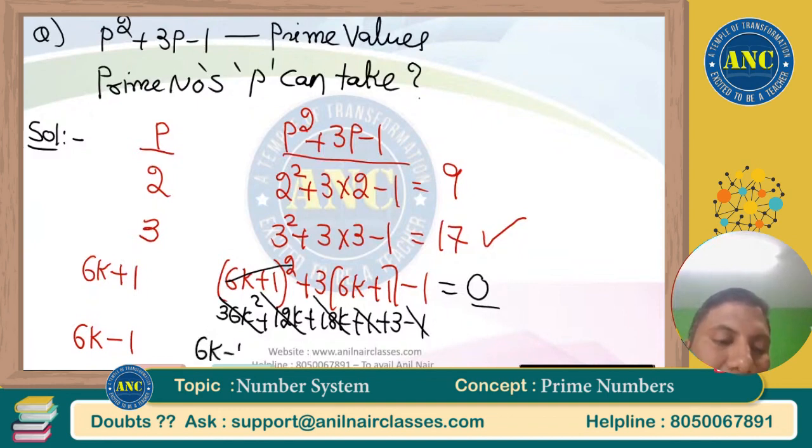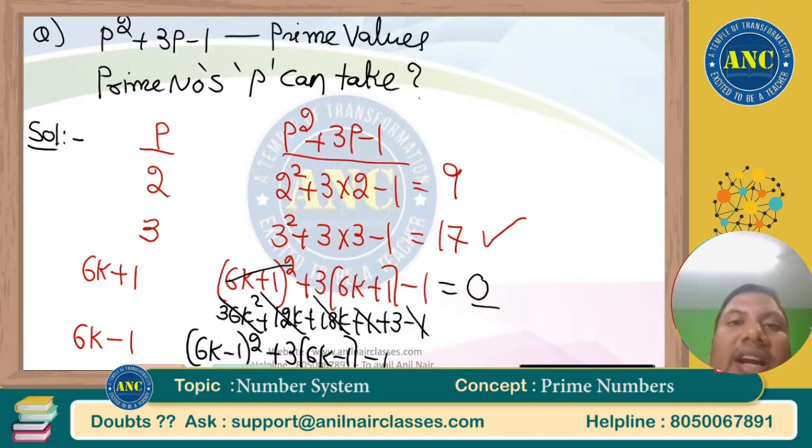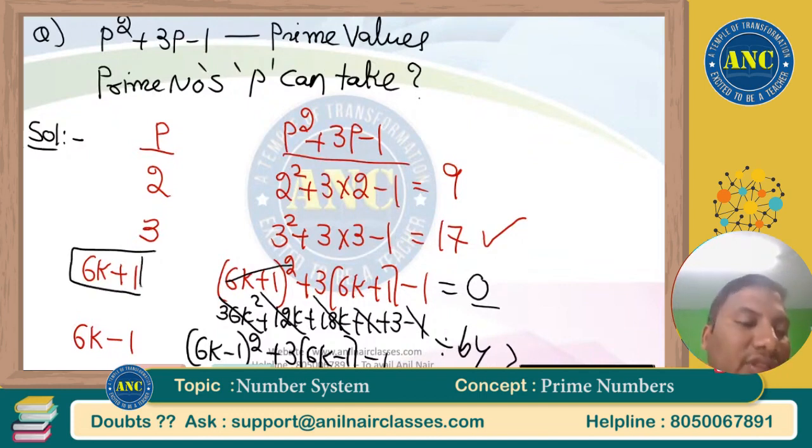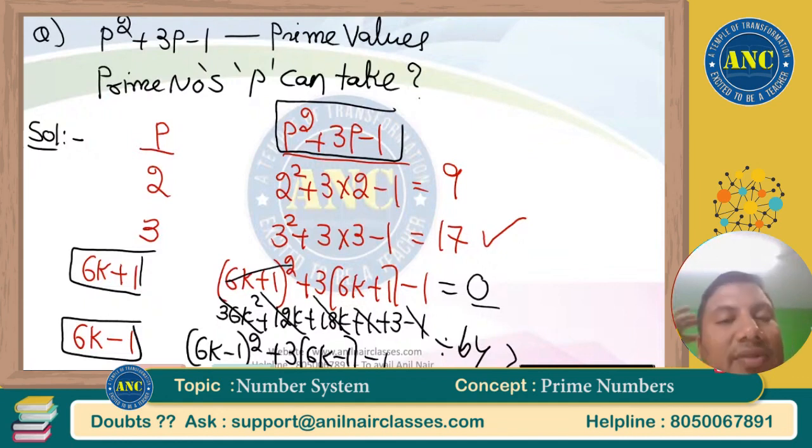(6k minus 1) whole square plus 3 into (6k minus 1) minus 1. 6k whole square divisible by 3. 2 into 6k divisible by 3. Plus 1 divisible by 3. Plus 1 minus 1 gets cancelled, so all are divisible by 3. That means if I substitute any prime value greater than 3, whether it is 6k plus 1 or 6k minus 1, both result in p square plus 3p minus 1 divisible by 3. If it is divisible by 3, it cannot be a prime number.